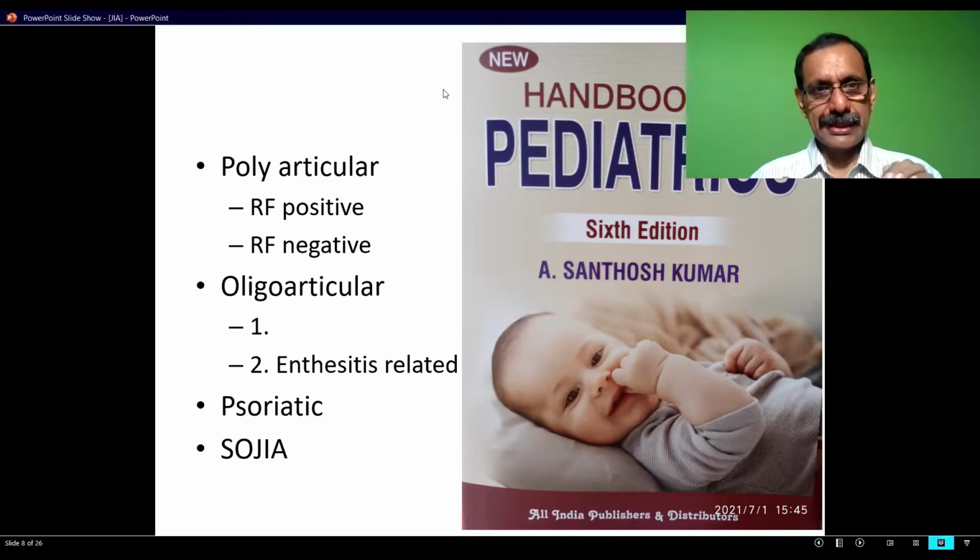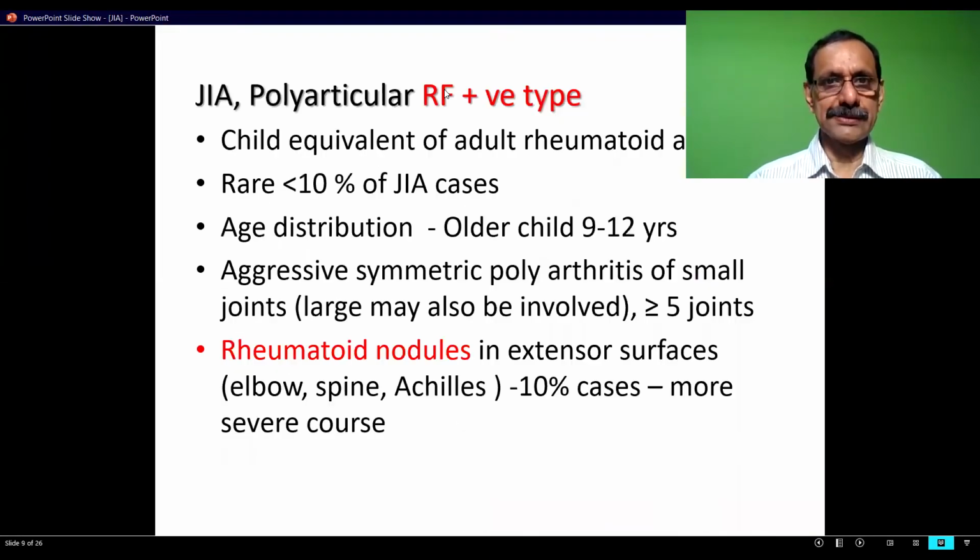That is polyarticular, oligoarticular, psoriatic and systemic onset JIA. So that is clear, no? Subclassification we will come to once more. Juvenile idiopathic arthritis, polyarticular, what is it? In the previous slide, I said there are 2 types. One is rheumatoid factor positive, one is rheumatoid factor negative.